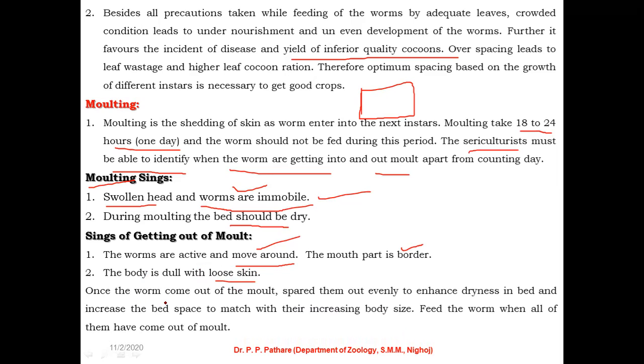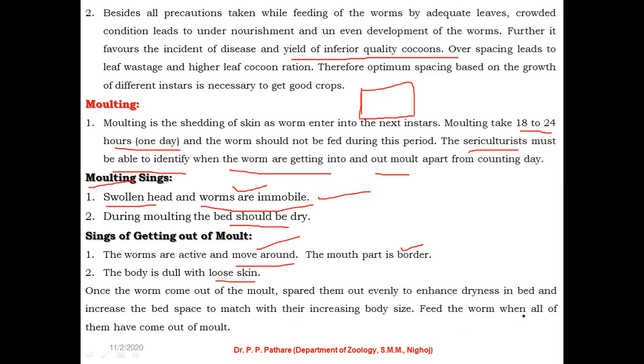Once the worms come out from the molt, spread them out evenly to enhance dryness in the bed and increase the bed space to match their increasing body size. This matter is already discussed with you. According to the shape, size and development of the age of the silkworm, it is very compulsory to provide the space.